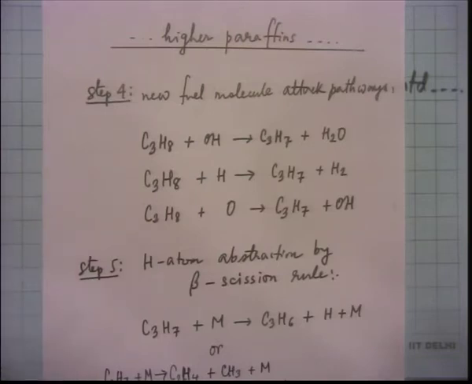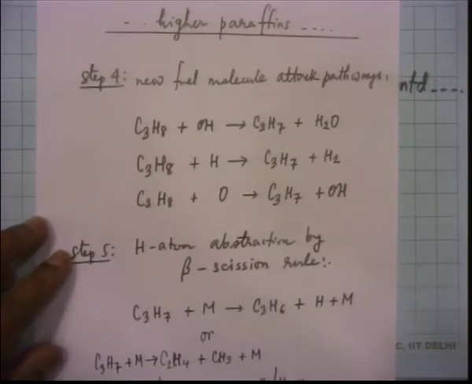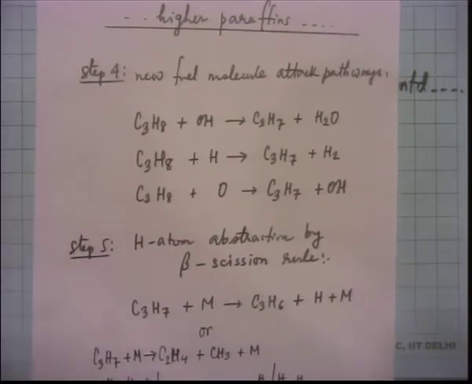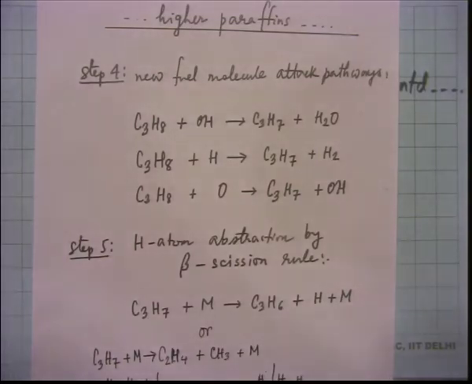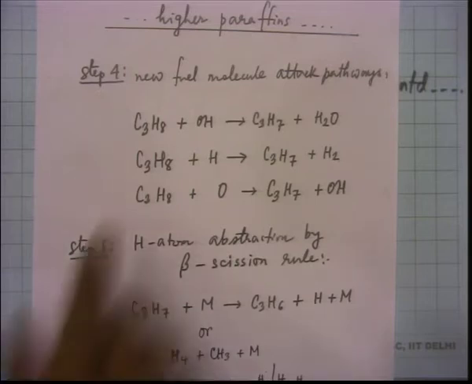So till step 3 we had developed the radical pool, and in step 4 we see that the fuel molecule is attacked by these radicals. So what are these radicals? These can be OH, this can be H, this can be O. Radicals are more active, right? They have dangling bonds, they have unpaired electrons, so they attack species like propane more readily.